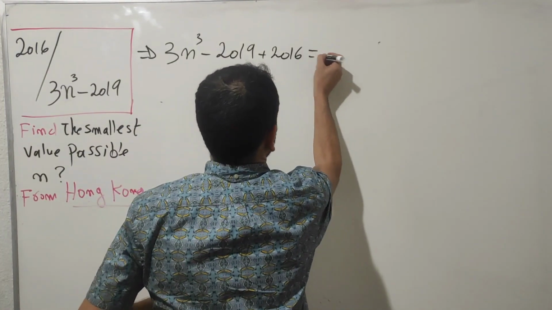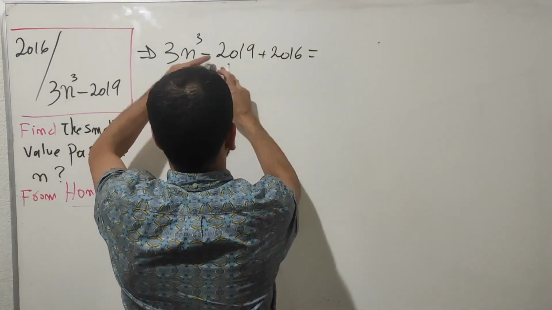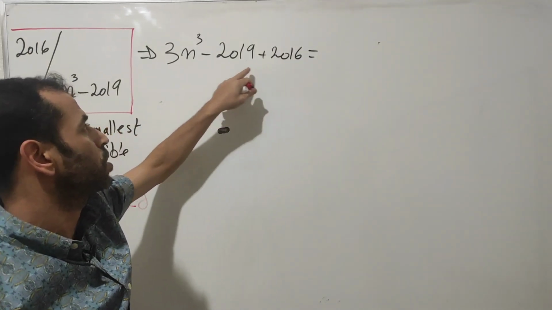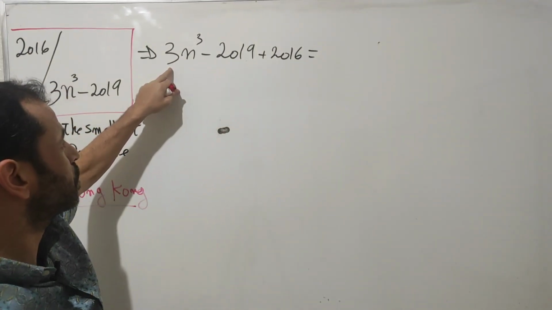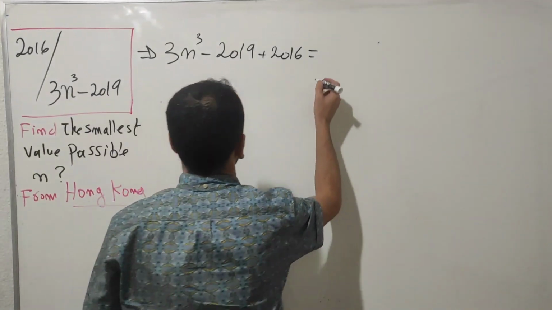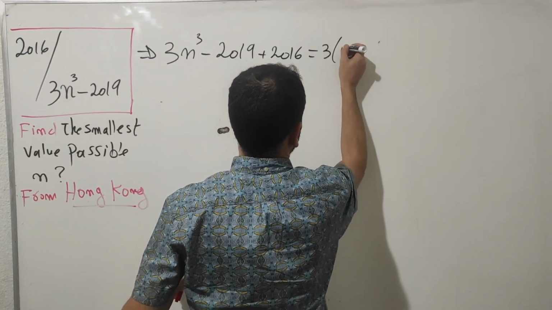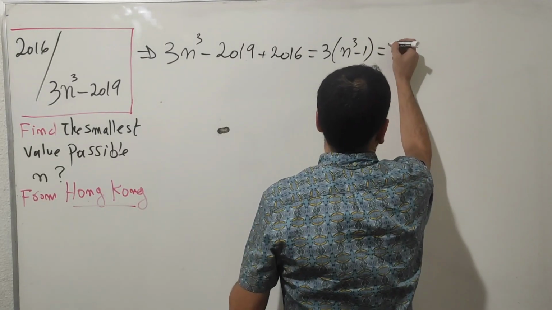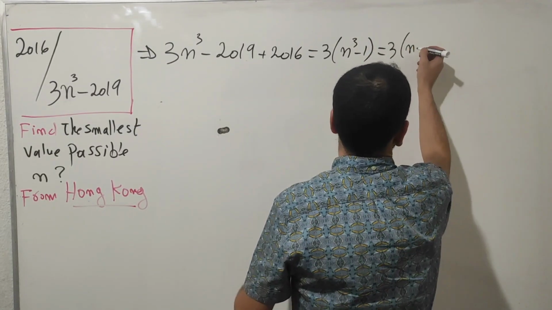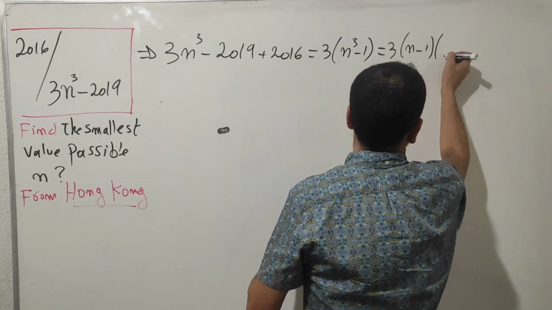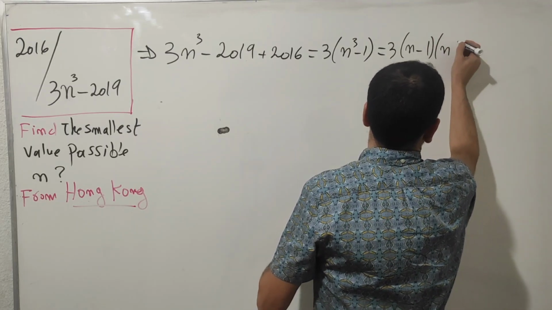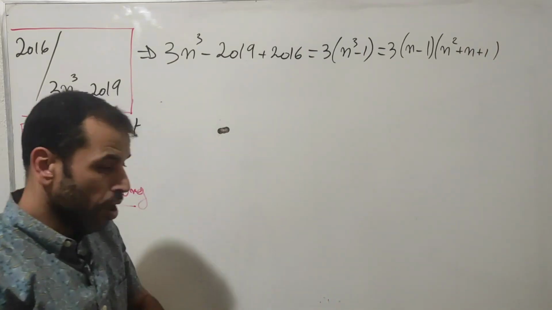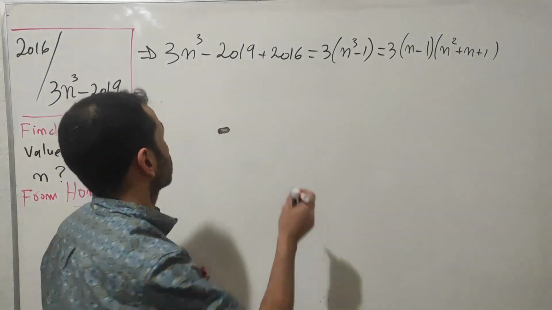Why am I doing this? Because minus 2019 plus 2016 equals minus 3. With this number 3, I'm going to take it as a common factor. So I will have 3 times (n cubed minus 1), so we will have 3 times (n minus 1) times (n squared plus n plus 1). It's very nice. Now I have determined a nice product here.